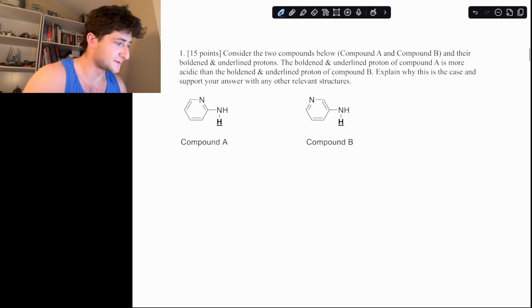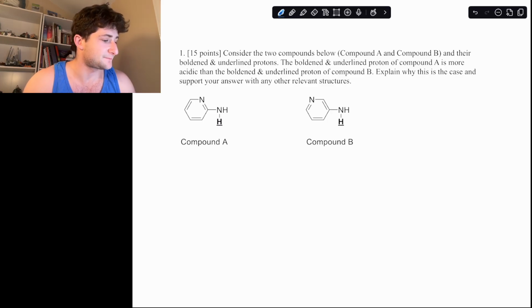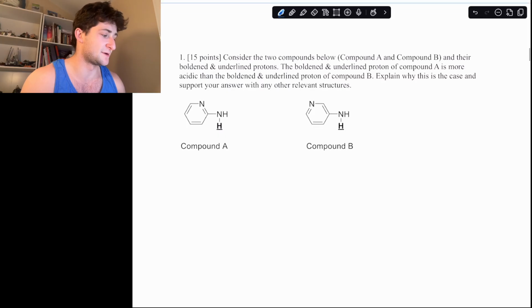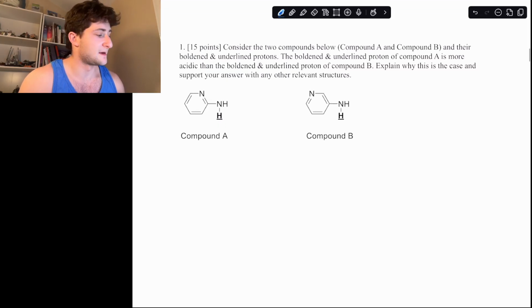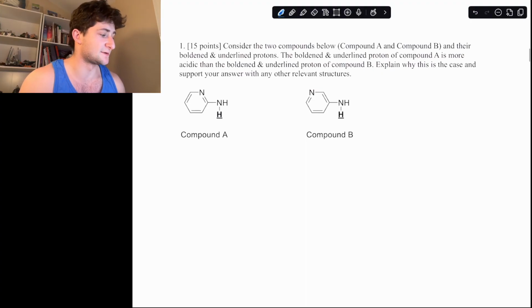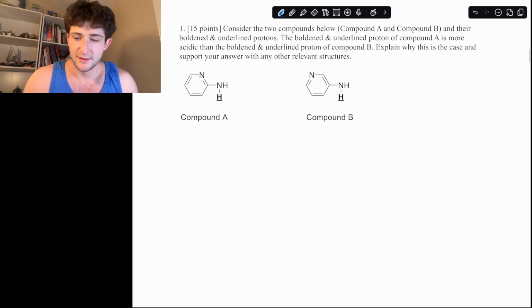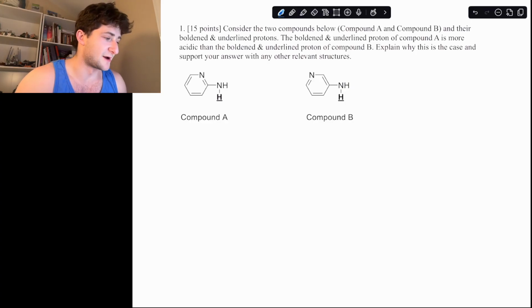Alright, first question. Consider the two compounds below, and they're bolded and underlined protons. The bolded and underlined proton of compound A is more acidic than the bolded and underlined proton of compound B. Explain why this is the case and support your answer with any other relevant structures. Okay, so the first thing that you're going to want to do when you see a question like this is draw the resonance structures. How do I know that? Because resonance structures contribute to how acidic the conjugate bases of the structures are.